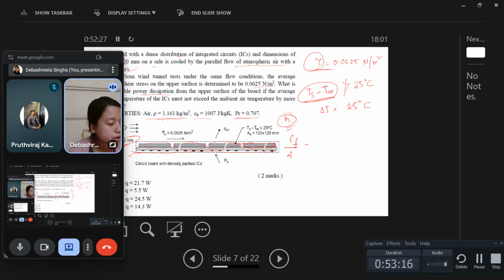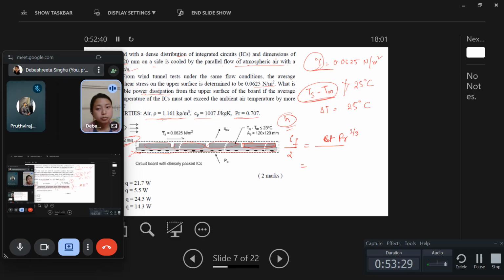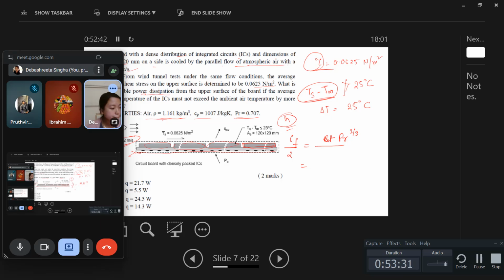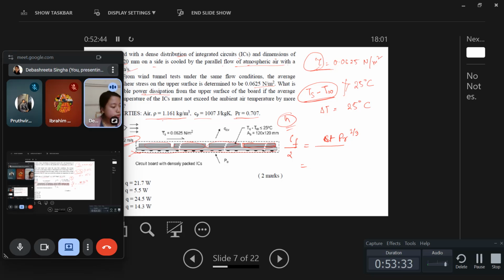CF divided by 2 is equal to Stanton number into Prandtl number to the power 2 by 3. Okay. So Prandtl number is given as 0.707. So here also you need to find out. I'm reading the question again.